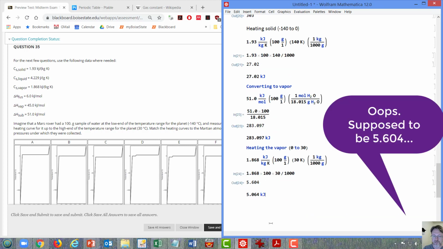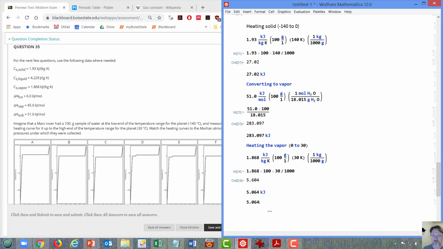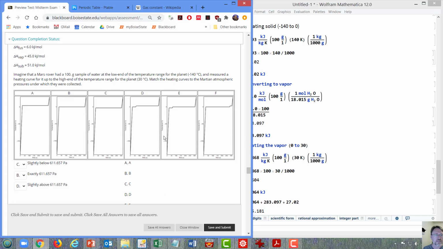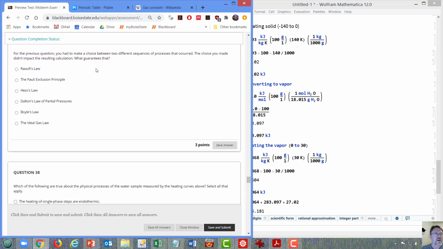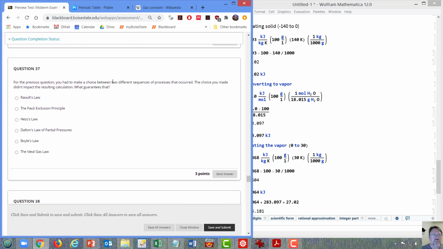5.064 kilojoules. We add these three together, that's 3 steps: 5.064 plus 283.097 plus 27.02, and we get 315.181 kilojoules. It's asking for kilojoules, 315.181.